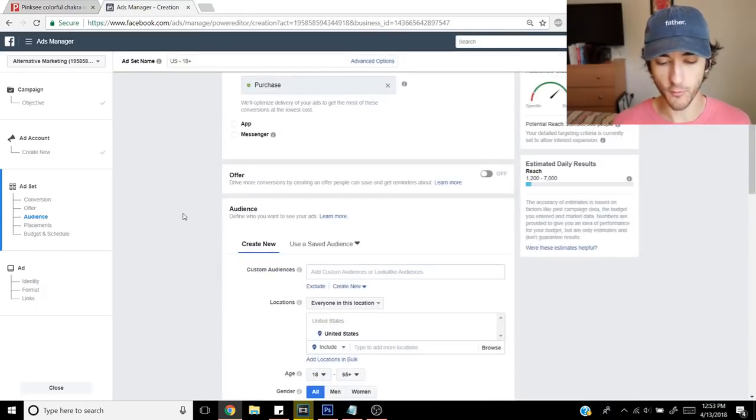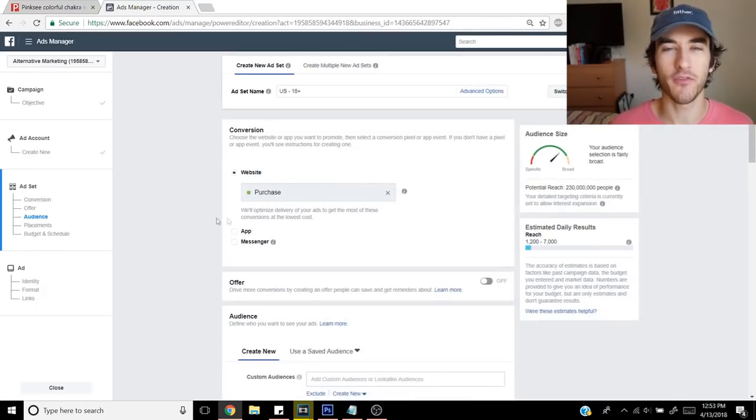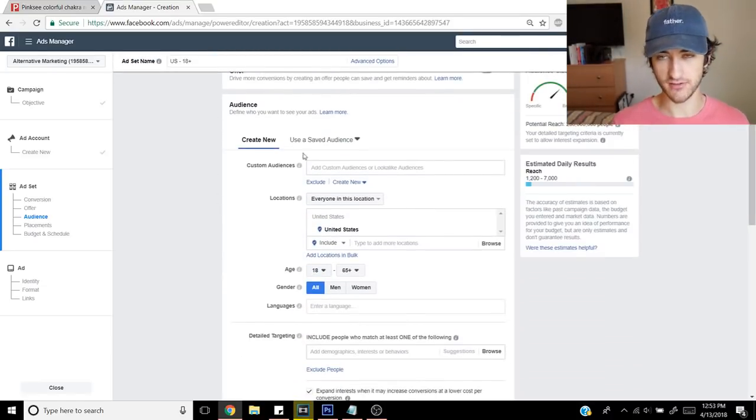So we're optimizing for purchase, by the way. Pretty much, I've always found that it's best to optimize for purchase. That's just the way things go. You can do add to cart or view content, but I just prefer purchase. So we're gonna scroll down, and now here's the strategy that I'm gonna be using.